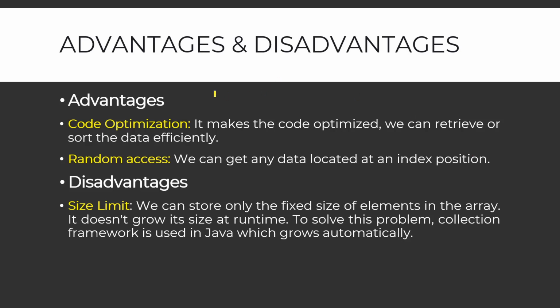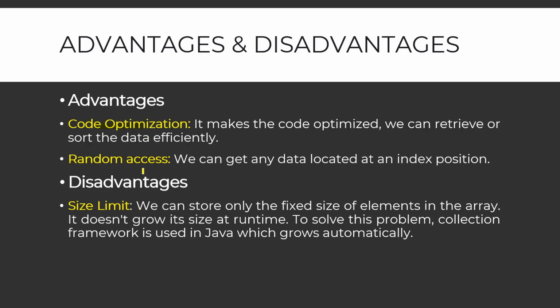Next, you have to see the advantages and disadvantages of arrays in Java. Okay, the first advantage is code optimization. What does code optimization mean? We can retrieve the data very efficiently because arrays are organized. That means every element is stored in sequence order, right? So whenever we want, we can easily sort elements. This is called code optimization.